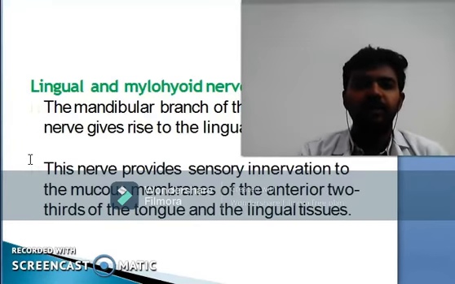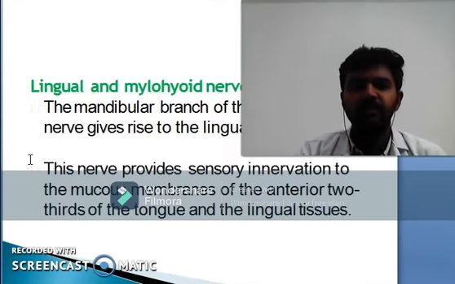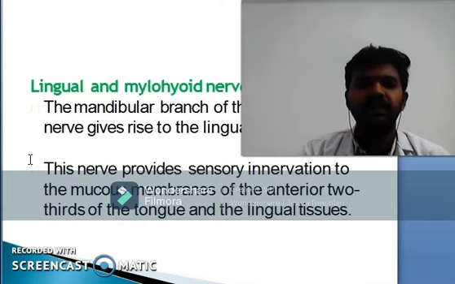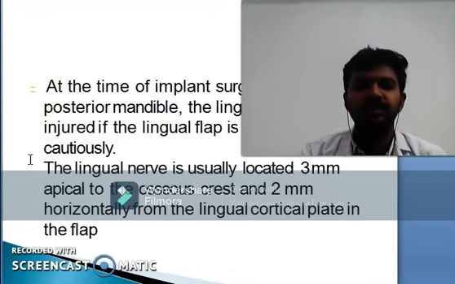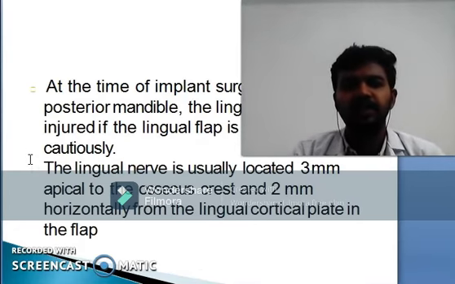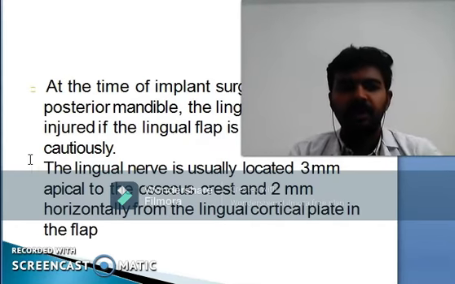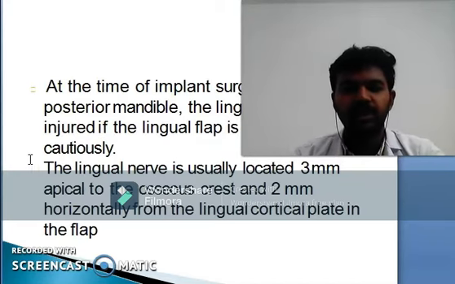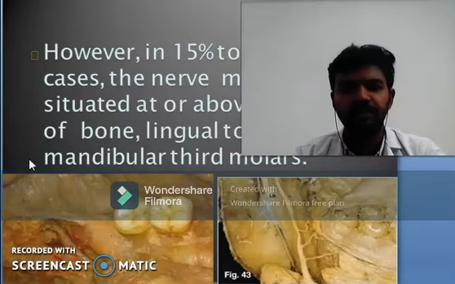The lingual and the mylohyoid nerve. The mandibular branch of the trigeminal nerve gives rise to the lingual nerve. This nerve provides sensory innervation to the mucous membrane of the anterior 2/3 of the tongue and the lingual tissues. At the time of implant surgery in the posterior mandible, the lingual nerve can be injured if the lingual flap is not reflected cautiously. The lingual nerve is usually located 3 mm apical to the osseous crest and 2 mm horizontally from the lingual cortical plate in the flap.